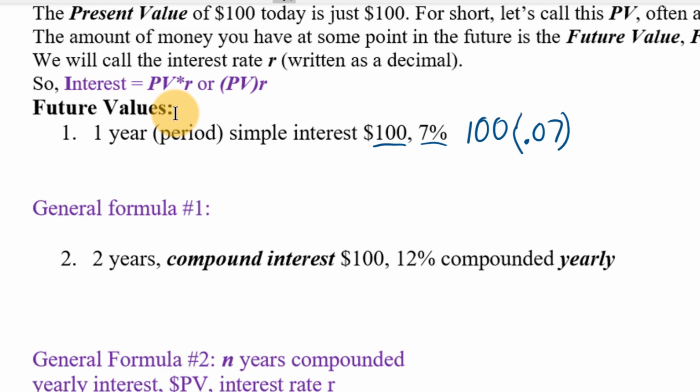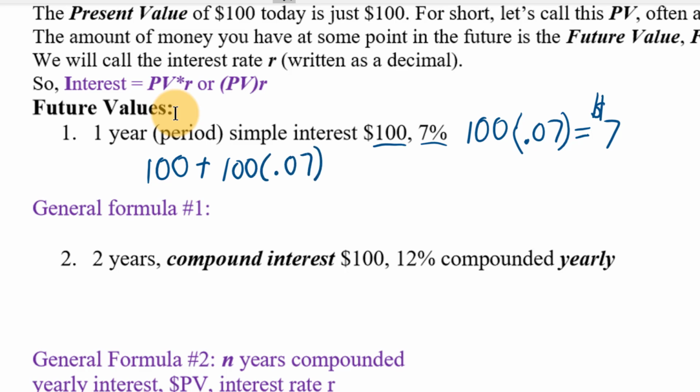So 100 times 0.07 is just $7. Quite often what we'll want to do though is not just simply calculate the interest. We'll want to calculate the interest and the principal, the original investment added together. So when we do that, we'll do something like this: 100 plus 100 times 0.07.